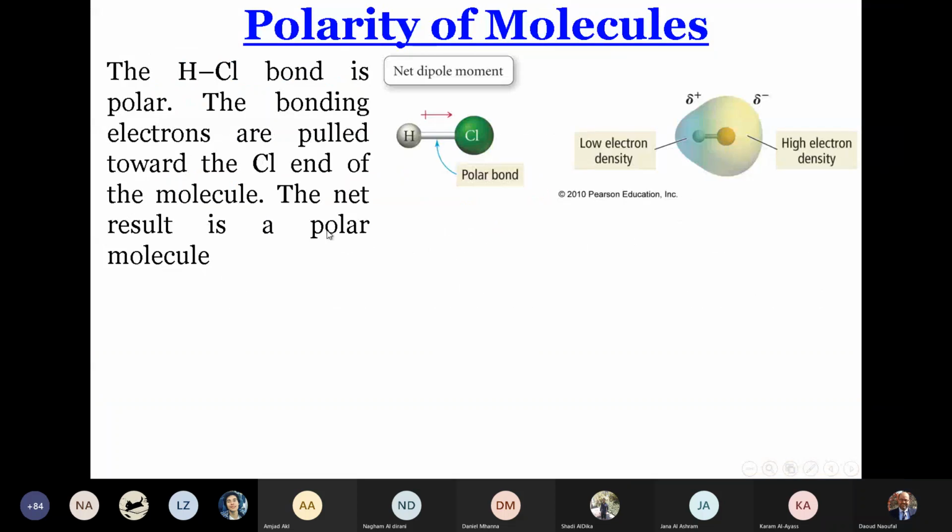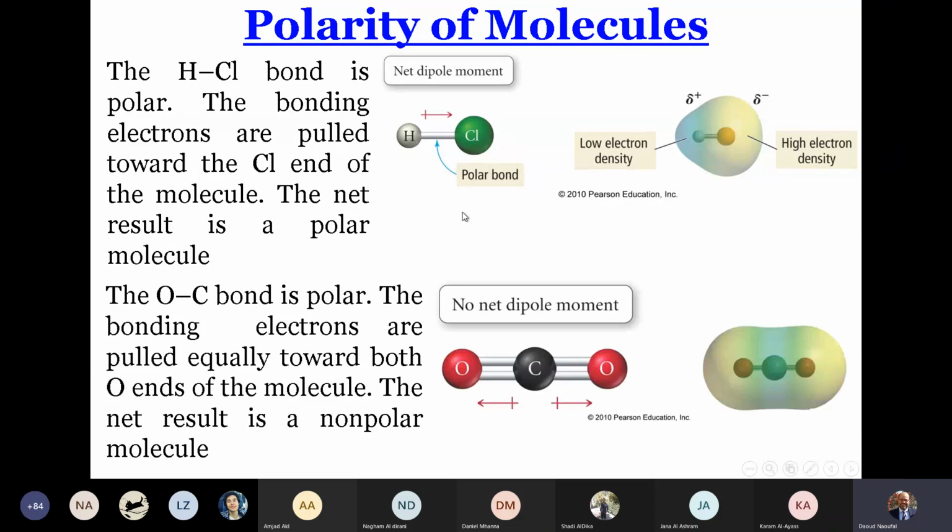Example: is the HCl molecule polar or non-polar? We draw HCl. Cl is more electronegative than hydrogen. So we have one vector directed from the positive, which is H, to Cl. So we have one vector, and the sum of this vector is different from 0. So HCl is a polar molecule.